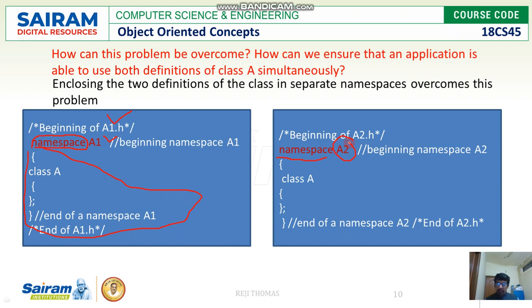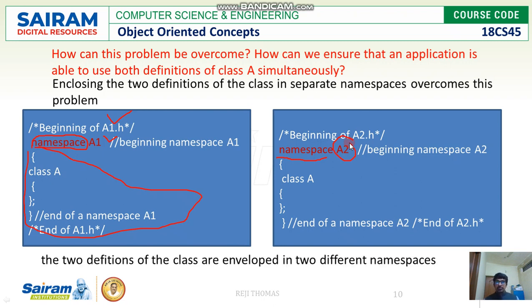Otherwise, there are a lot of ambiguities. So the two definitions of the classes are put in two different namespaces. Namespace is something like directories, so we are going to put these two classes in two different directories. So there is no ambiguity.